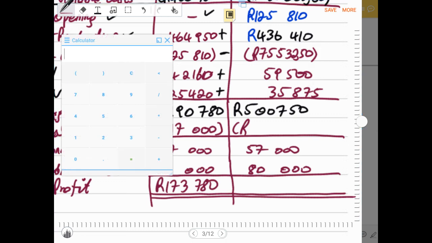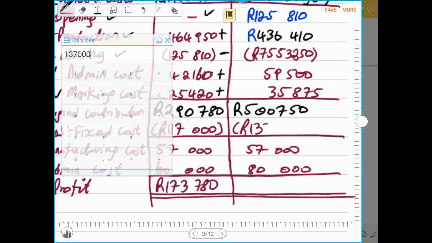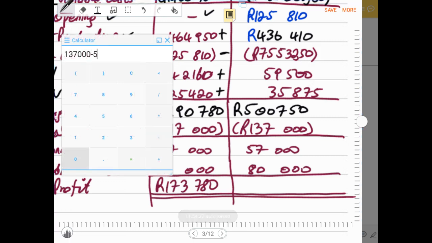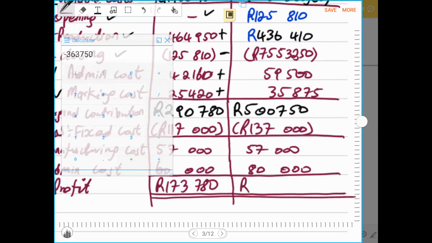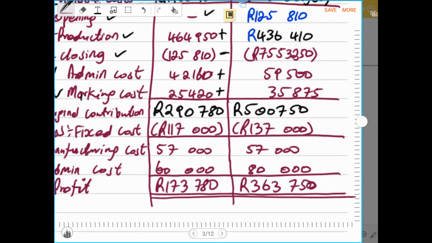Then after we say 57,000 plus 80,000, and this gives us 137,000 of the fixed cost. Then you say minus 500,750, and this gives us a profit of 363,750. So now this will be the profit for the direct method.